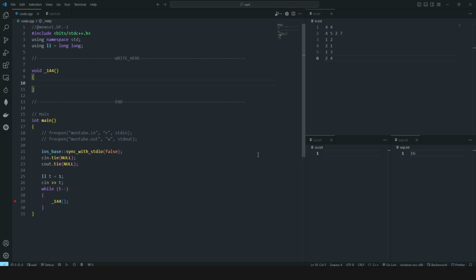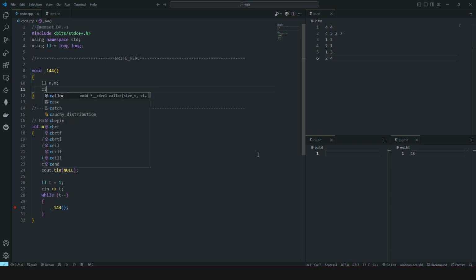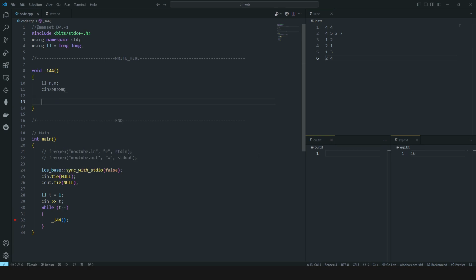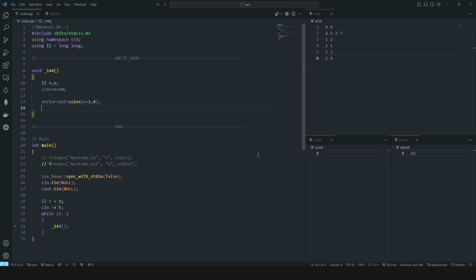So in the input, we are asked to take the inputs of n and m, representing the number of rooms and the number of tunnels. Then we are required to take the input of coins associated with each room. So I'll be storing those coin values in a vector, and I'll be using one-based indexing, right? So initially the coin value associated with each room is 0. So for n rooms I have to take the input. Better I should start from 1, I guess.